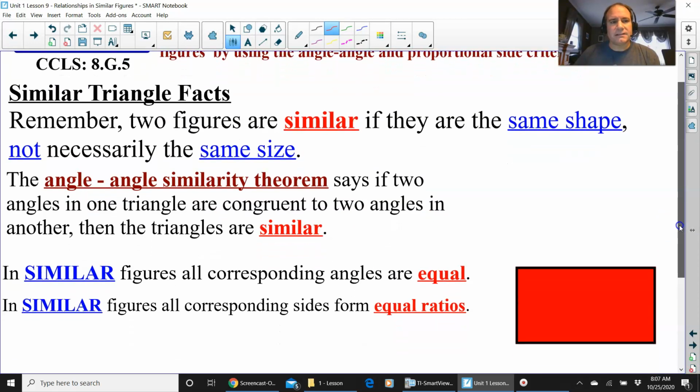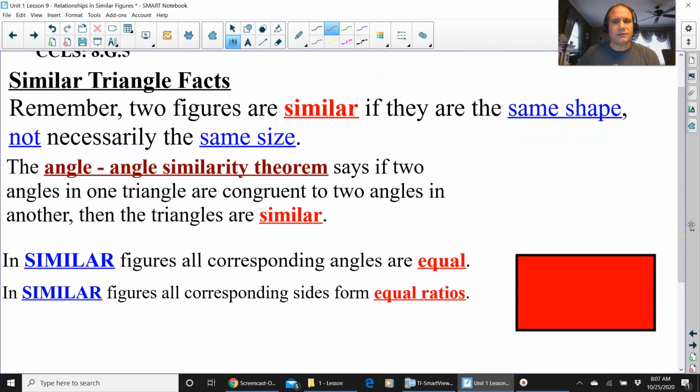So these are just facts, and I'm just going to read this to you, so we're just going to go through this quickly. Remember, two figures are similar if they have the same shape but not necessarily the same size. So a figure could be similar and congruent at the same time, because if it is exactly the same size, it's definitely congruent, and it's also similar. But similar figures that are same shape, different size are never congruent because congruent means exactly the same.